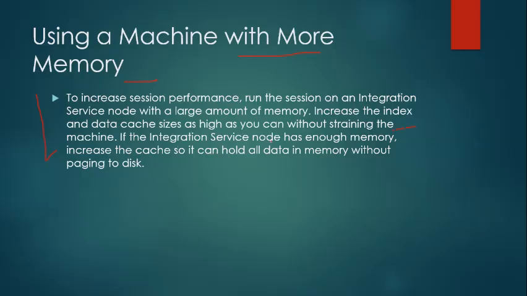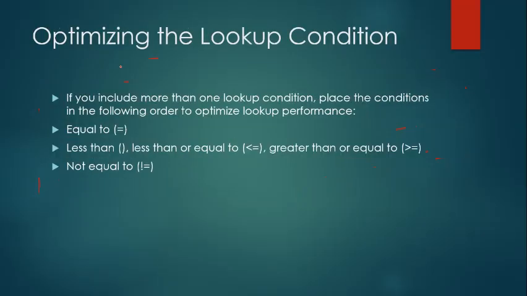If the Integration Service node has enough memory, increase the cache so it can hold all the index in memory without paging. That is also part of increasing your memory; otherwise it will take time to process your records. Next is optimizing the lookup condition. What is the lookup basic? Which condition should I take first?